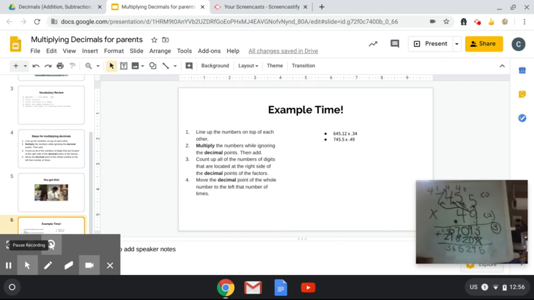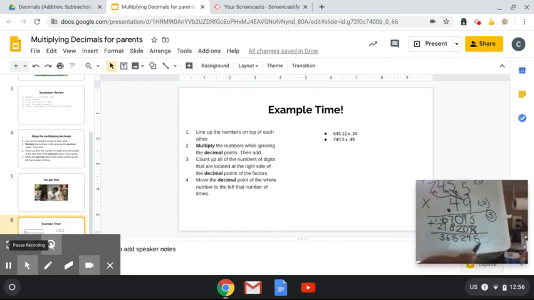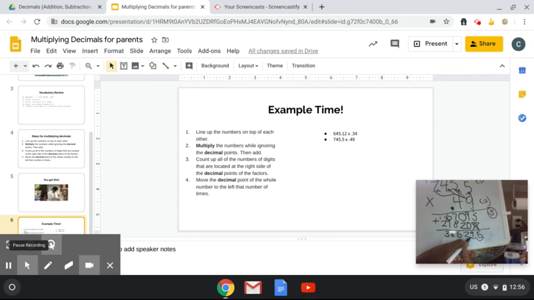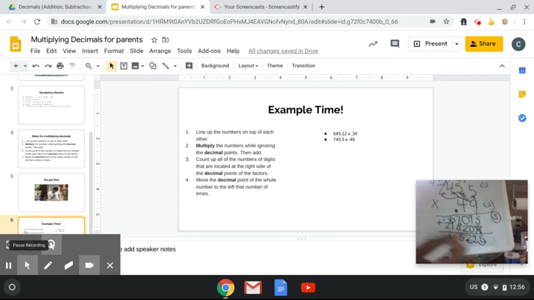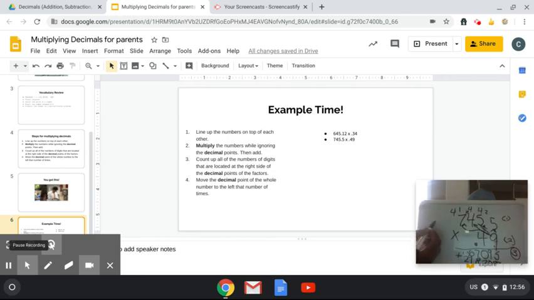So I'm going to start behind my 5 and then move to the left 3 spaces. 1, 2, 3. Put my decimal point right there. So my answer is 365 and 295 thousandths.